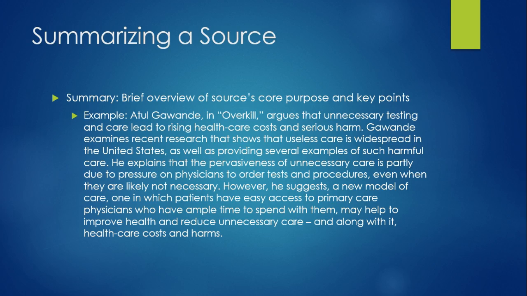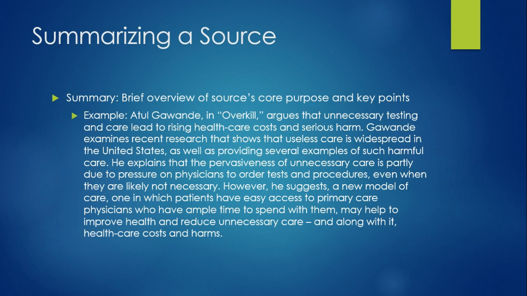Here is an example taken from Atul Gawande's article in the New Yorker, Overkill, which we read in class. It's a very long article. He covers a tremendous amount of ground in it. But say in your writing about this, how could you summarize his main points, his purpose, and what he does in that article? Here's one suggestion.